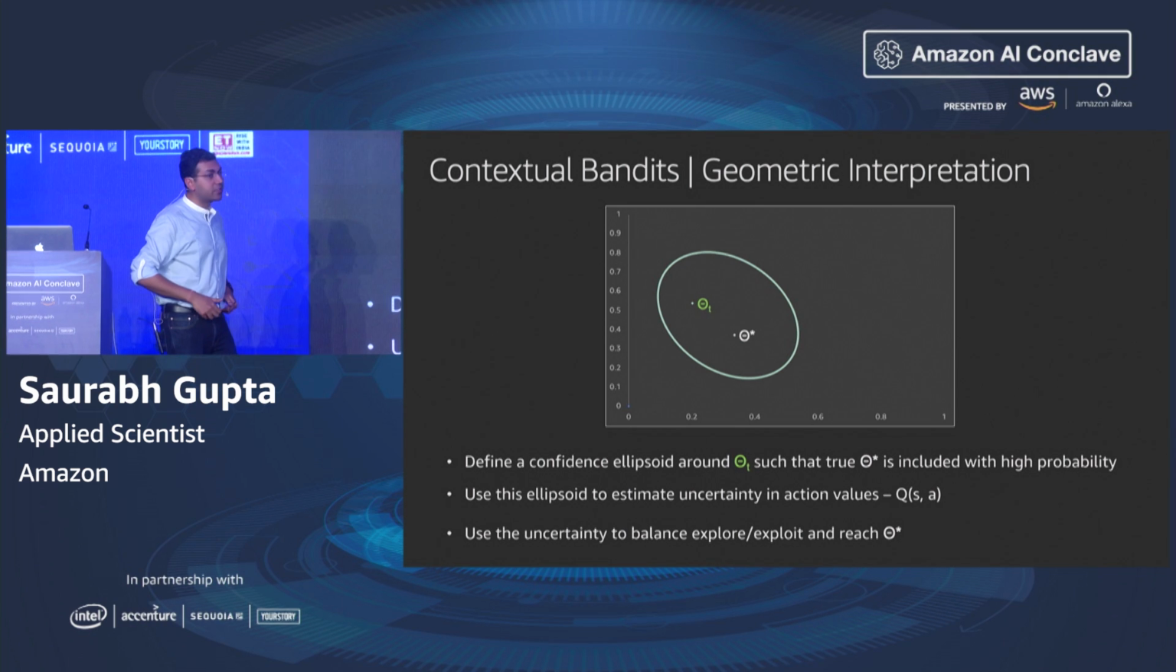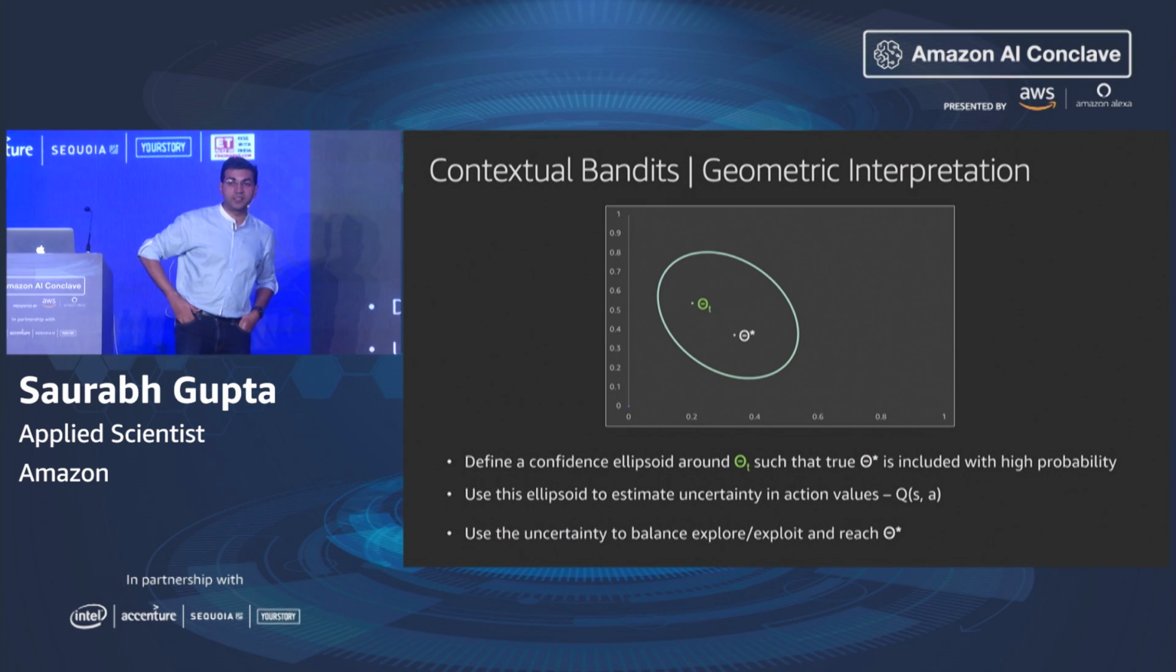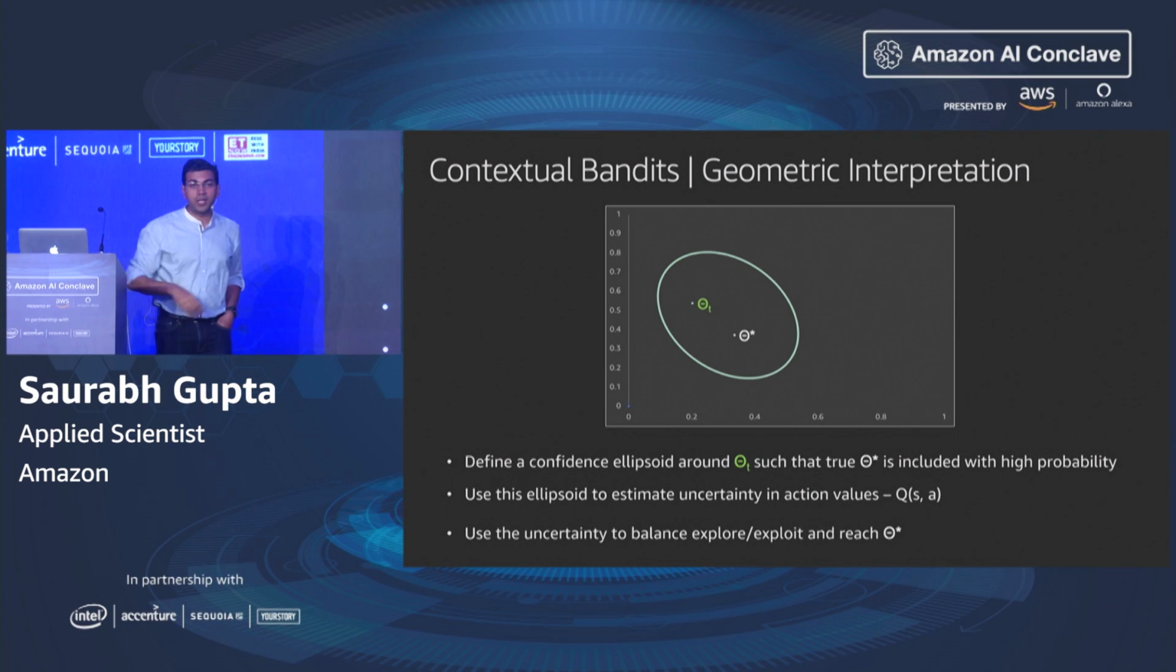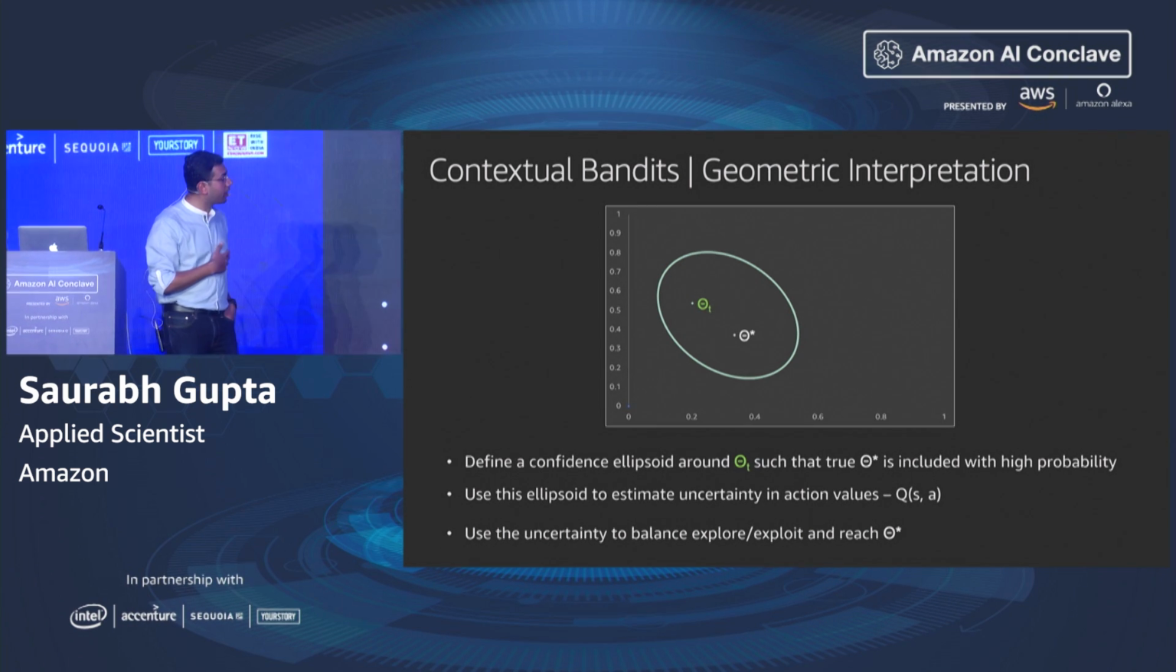Graphically it looks like this. Let's say that our feature space is just two-dimensional. We have this theta here. We maintain a confidence ellipsoid around this theta. And as we learn over time, this confidence ellipsoid will shrink, and we hope that it will get closer to the true theta star that we are trying to learn.